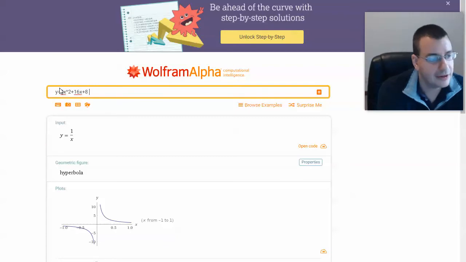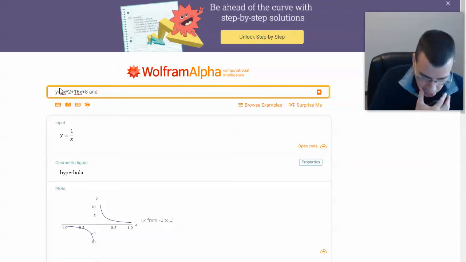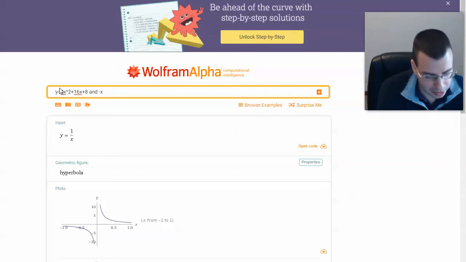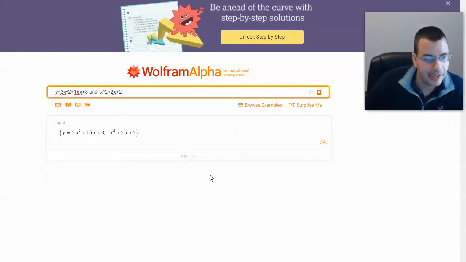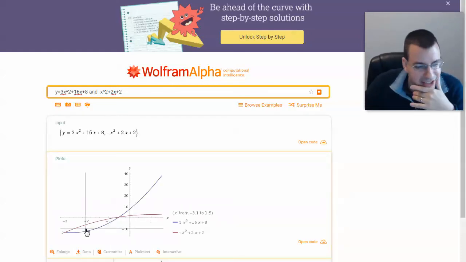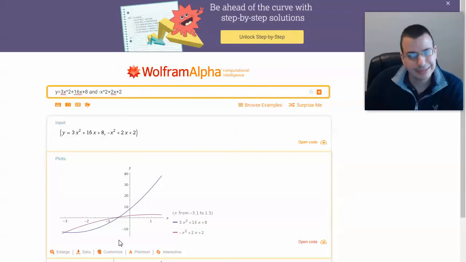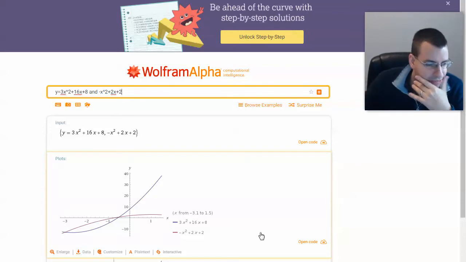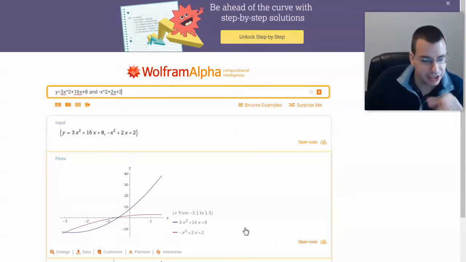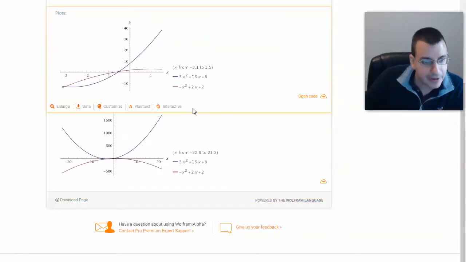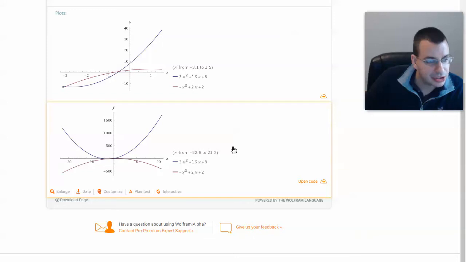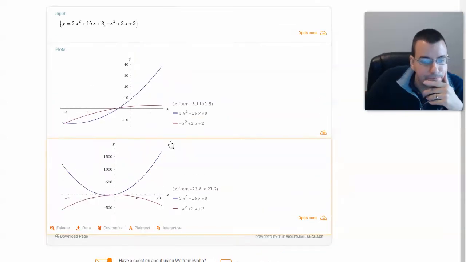Plus 8 and negative x squared plus 2x plus 2. And we got, hey, it is on the negative side. Below 0 though. Didn't see that. Maybe I should have. There's a lot of things I don't see in life. Let's see if I got the right 0 intercepts though. They tell me?